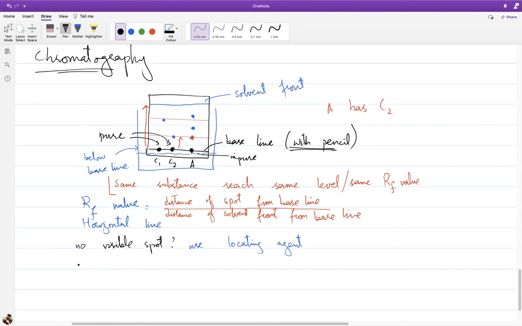Similarly, if you have a spot that didn't move, what do you do in that case? This means the substance is insoluble. So what do we do? Use a locating agent.